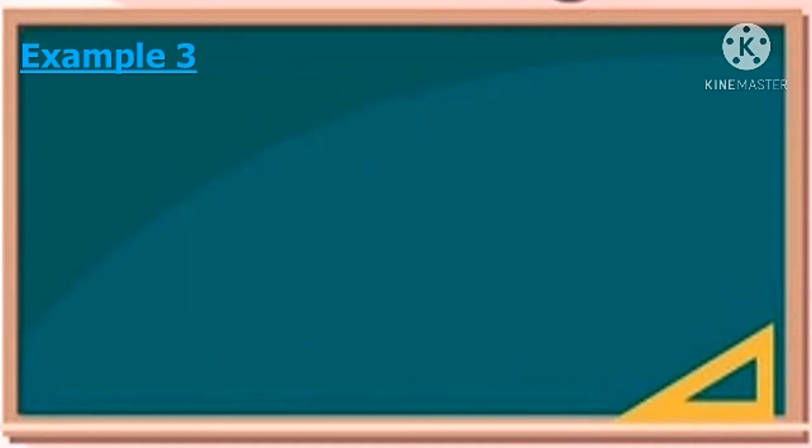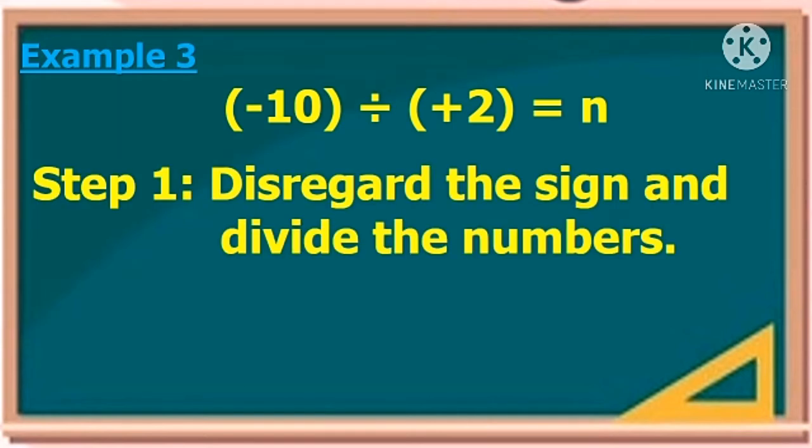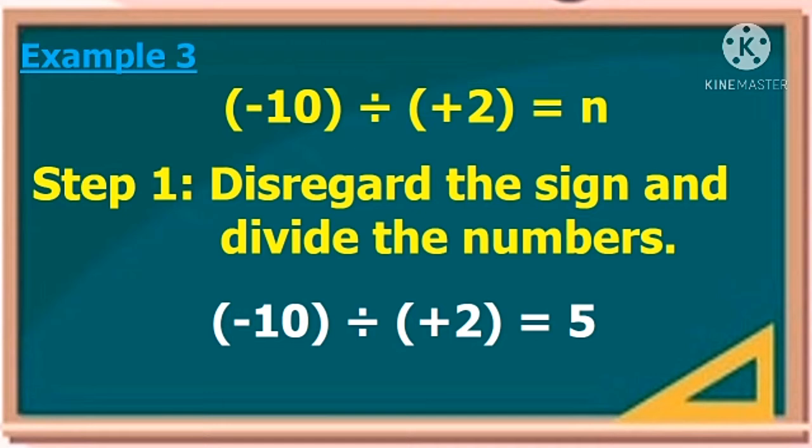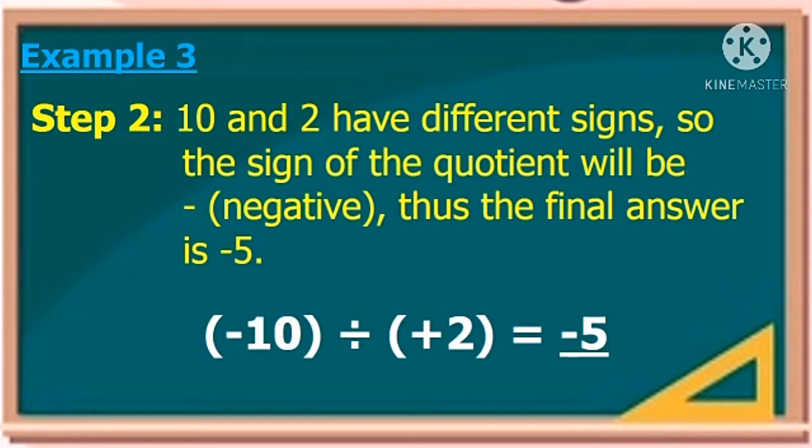Example number 3. Negative 10 divided by positive 2 equals n. Step 1. Disregard the sign and divide the numbers. We have negative 10 divided by positive 2 equals 5. Step 2. 10 and 2 have different signs, so the sign of the quotient will be negative. Thus, the final answer is negative 5. So, negative 10 divided by positive 2 equals negative 5.